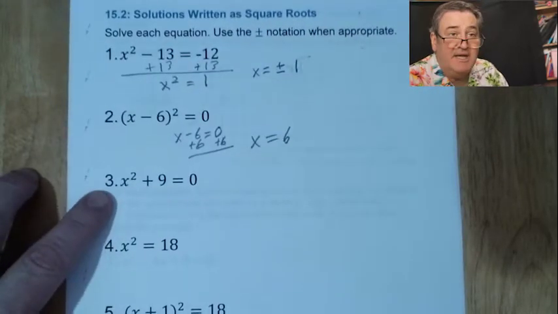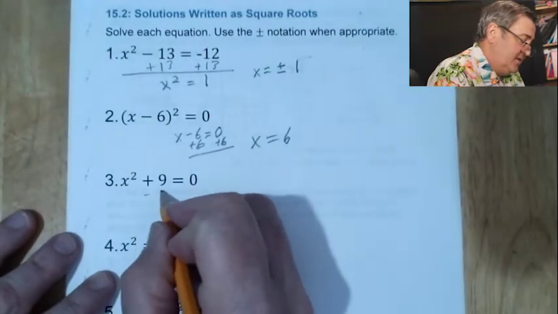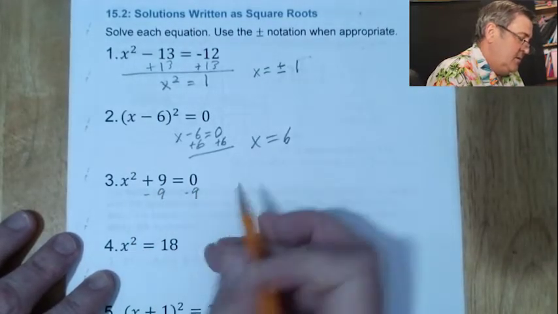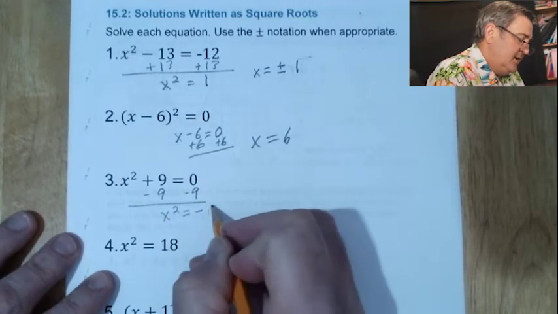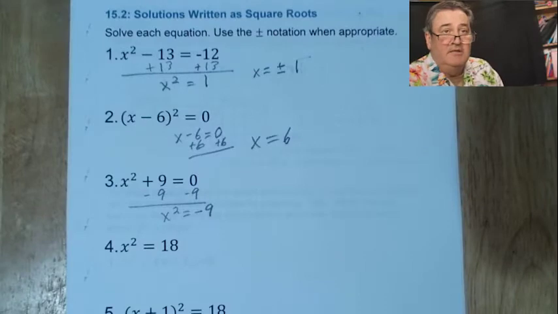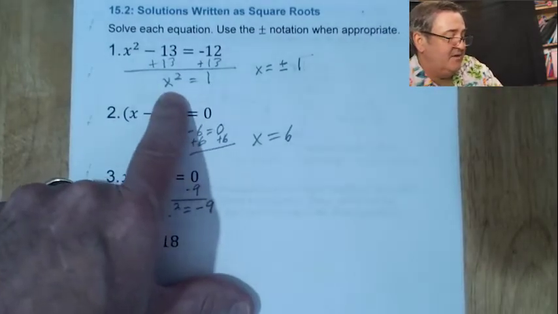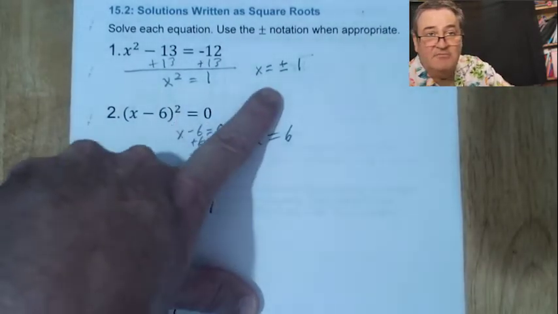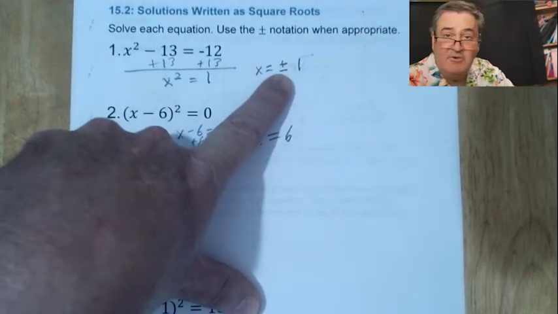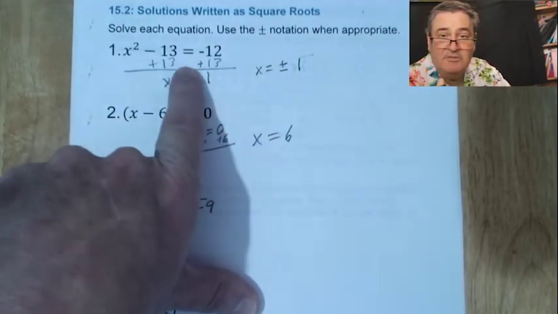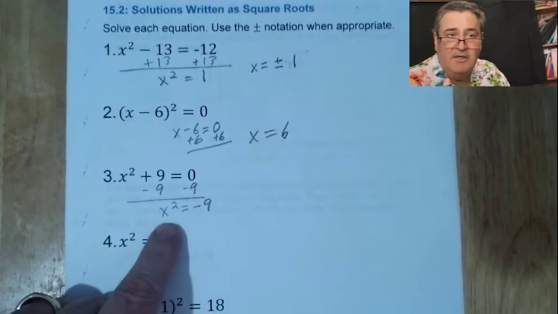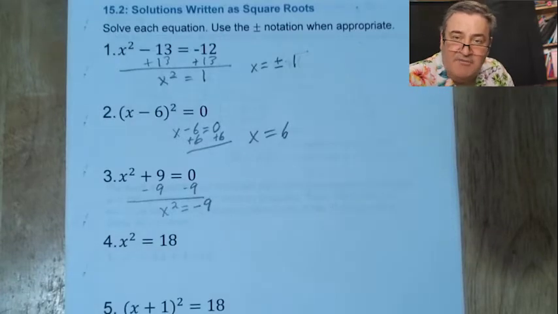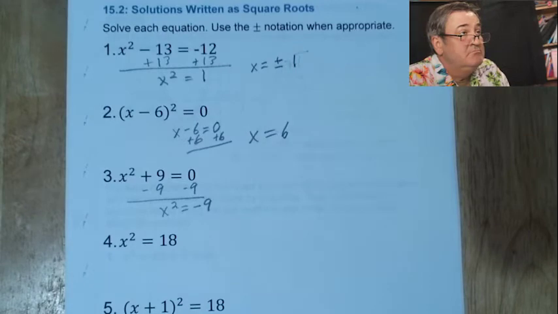X squared plus 9. Let's do this. All right, well, we got to get rid of this first. X squared equals negative 9. So up here, we needed a number that would multiply by itself to be 1, which we said could be 1 or negative 1, right? Either one of those would get us there. 1 times 1 is 1. Negative 1 times negative 1 is 1. Here, we need a number to multiply by itself to be negative 9. Can you think of one? I'll wait. No, that'd be a long time to wait.